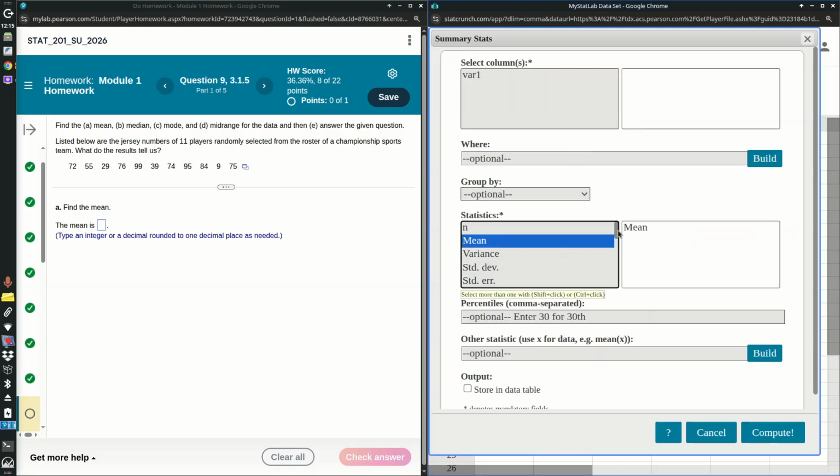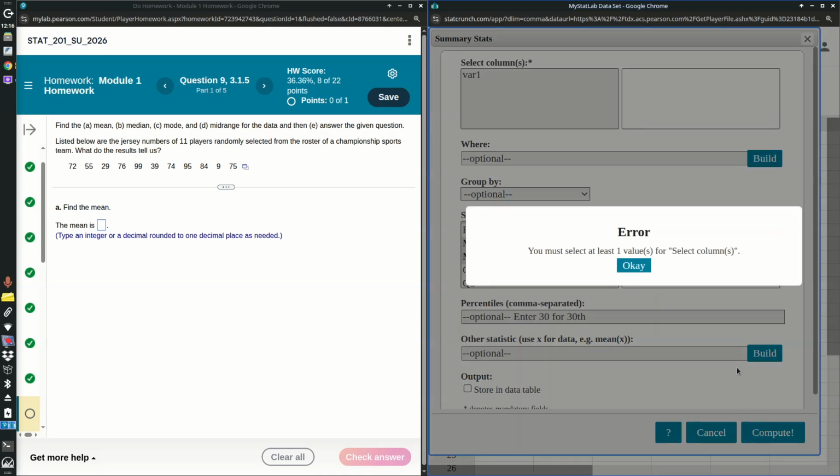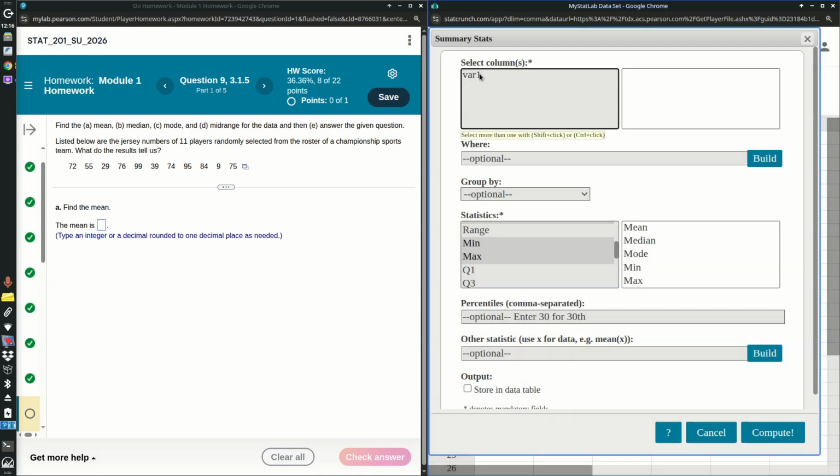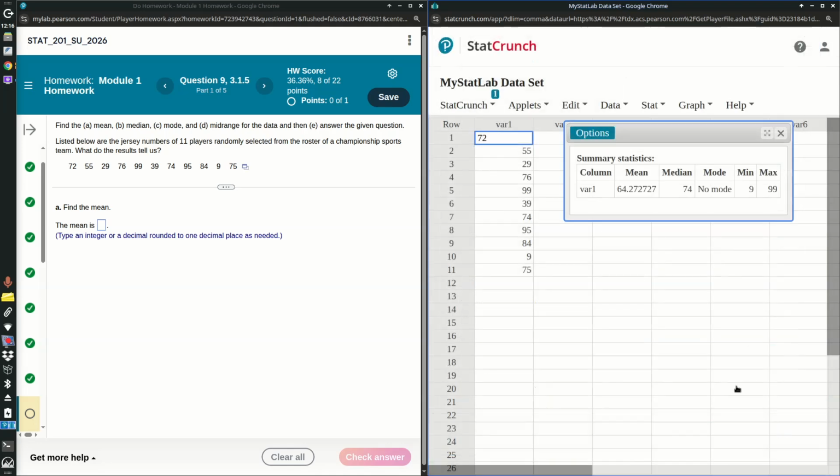So we want the mean, the median, mode, the min, and the max. Okay, let's compute. I forgot to select variable 1. Okay, so now we have our values.